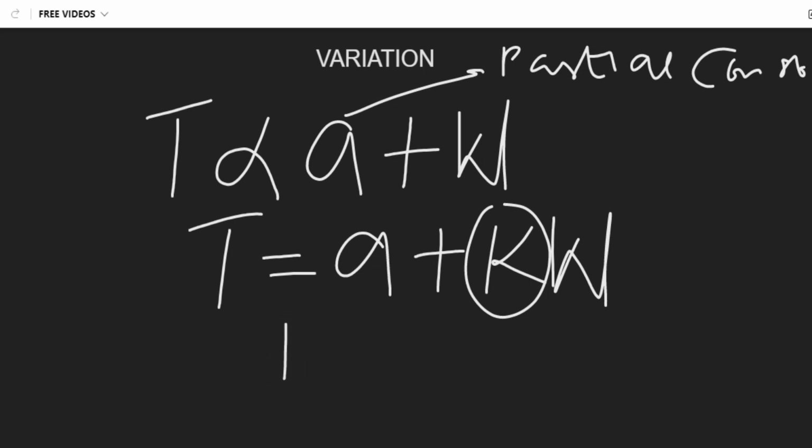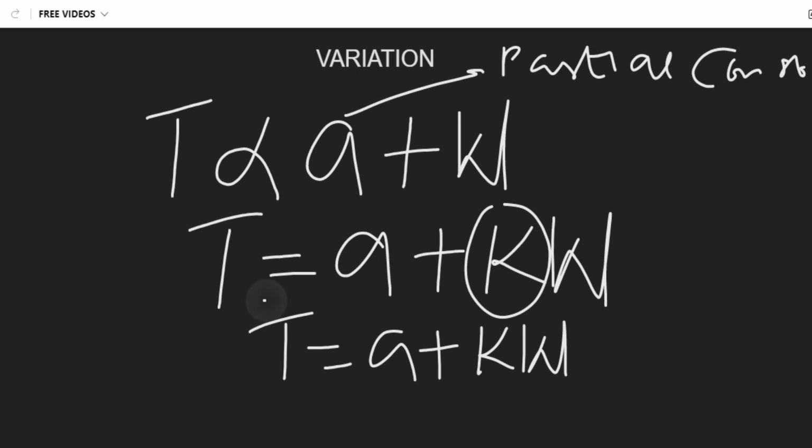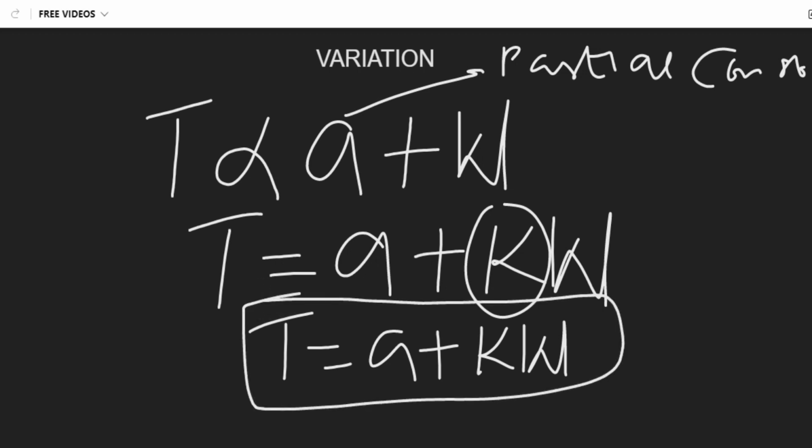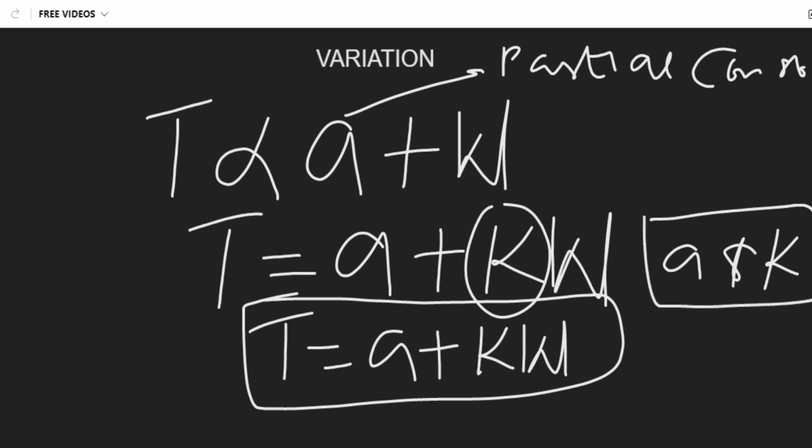So this T will be equal to A plus KW, where K is the constant of proportionality. This will be the relationship holding them, where we have two constants, which are A and K. So in solving partial variation, we will be asked to look for the two constants. This A remains the partly constant, while K is a constant due to the proportionality sign. So in any question, you will be asked to find the constant of proportionality.